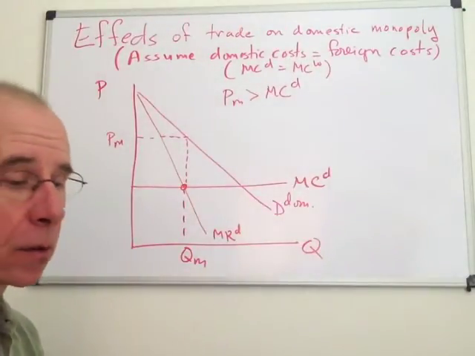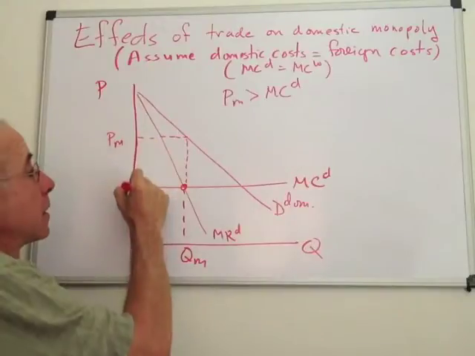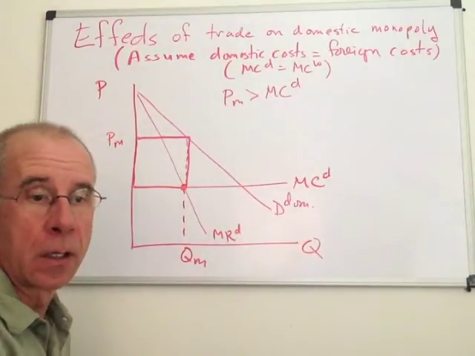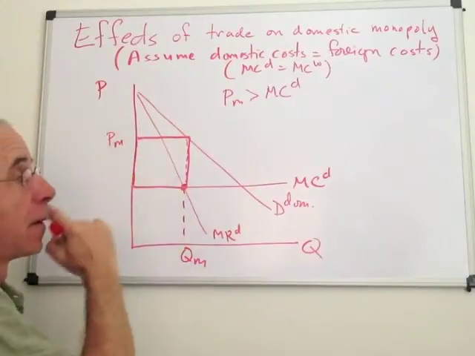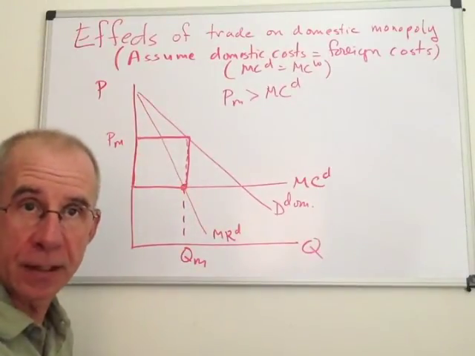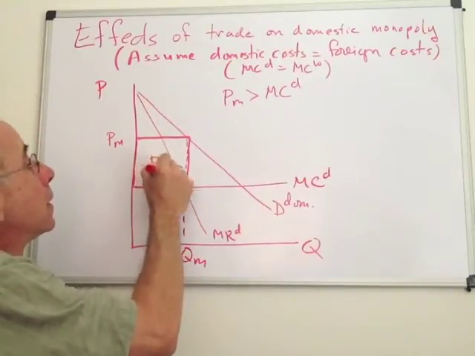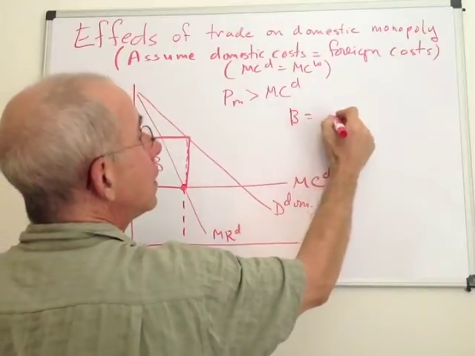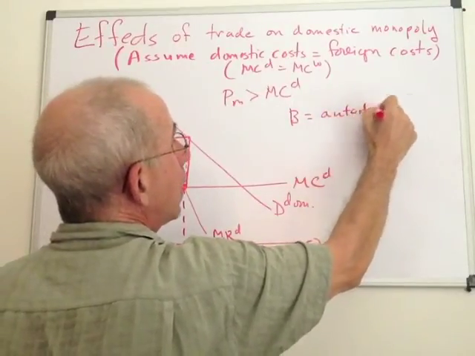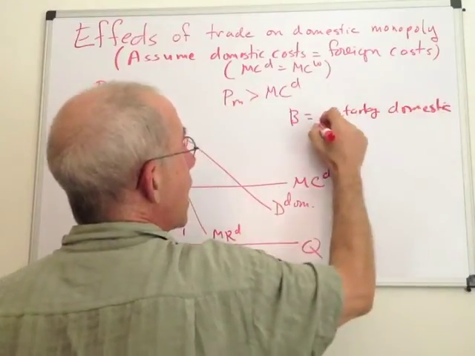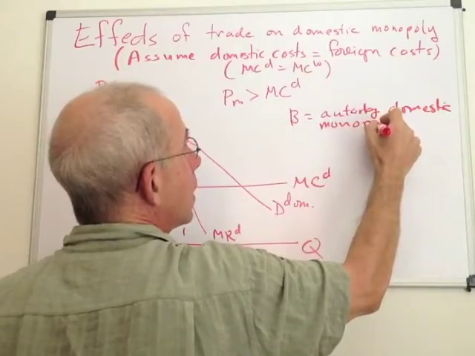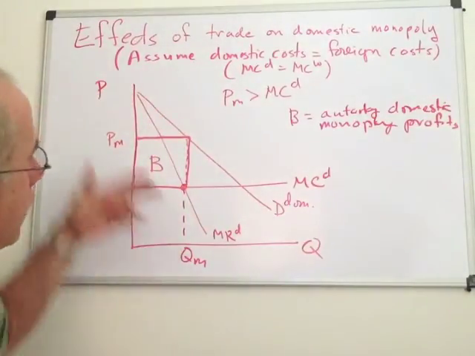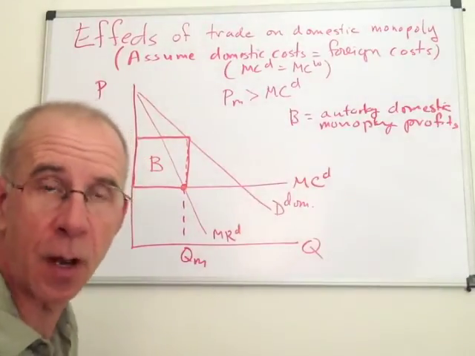So first, let's take a look at the profits of the domestic industry. Because we have assumed that there are no fixed costs and marginal costs are constant, this box represents the initial profits in the domestic monopoly. That's area B. That's that entire box. So B represents the initial autarky domestic monopoly profits. There's some consumer surplus associated with that because consumers like to get some of this product even if it's restricted.